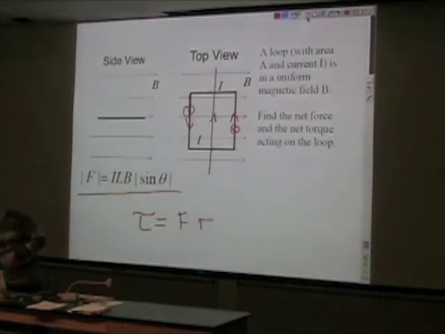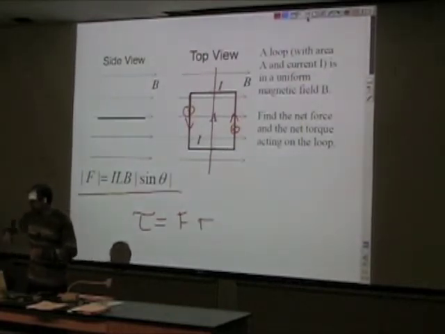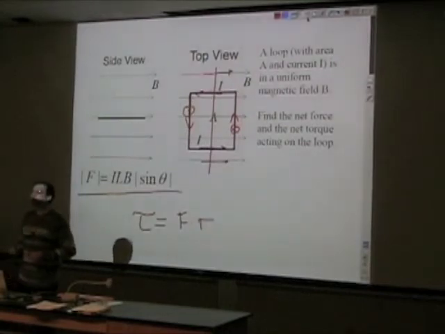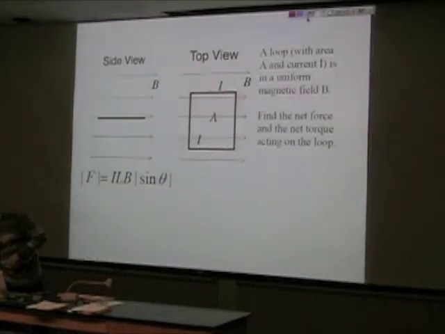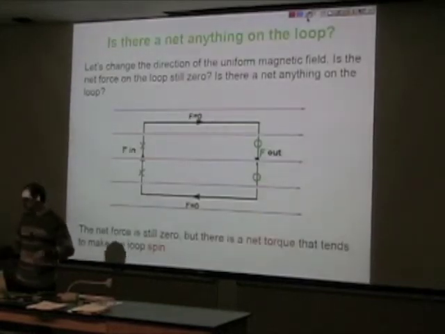What about these two sides? Do they experience any force? Actually no. Current is anti-parallel or parallel to the field. The angle between field and current is 0 or 180. There's no force. How do we calculate total torque? Well, we just have to add two torques together.